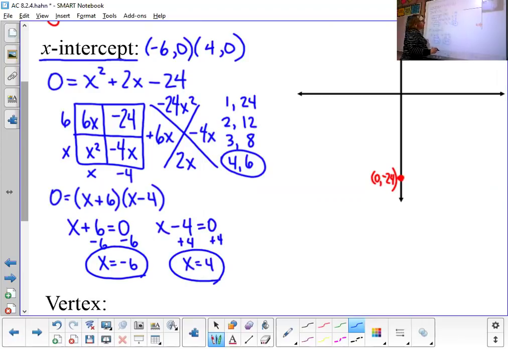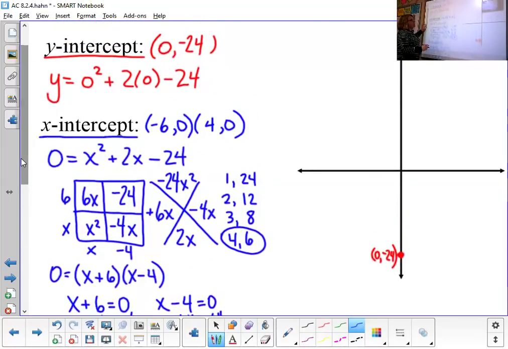So again, I'm going to come over here to my pair of axes, and I'm going to plug those 2 points in. Negative 6 would be about here, and again, label them with your ordered pair. Positive 4 would be about here, and again, label them with your ordered pair.